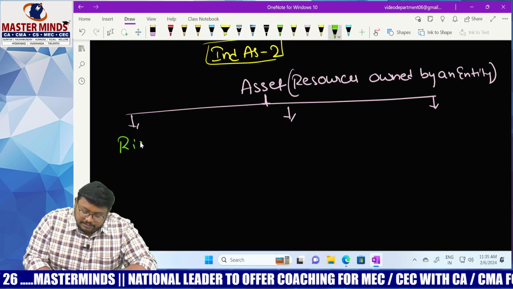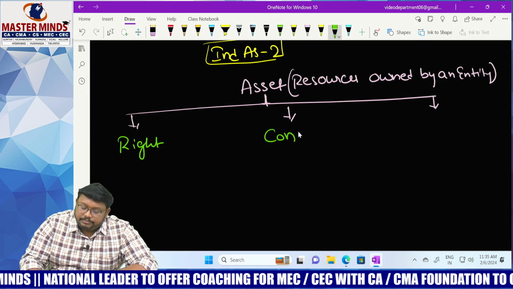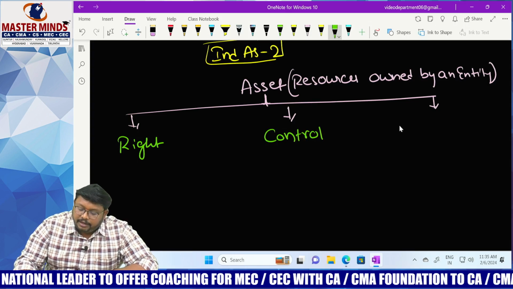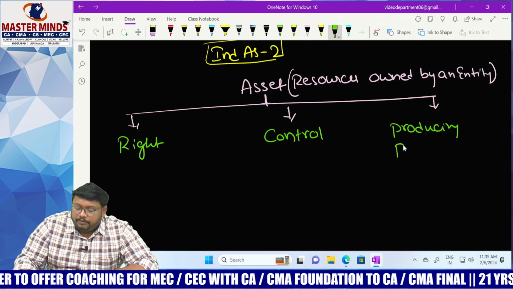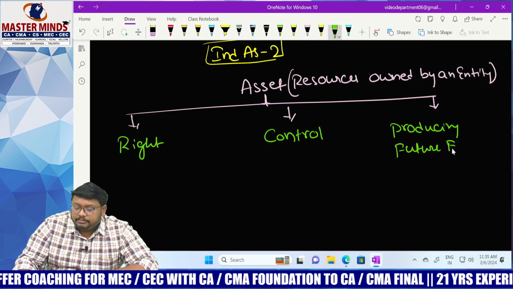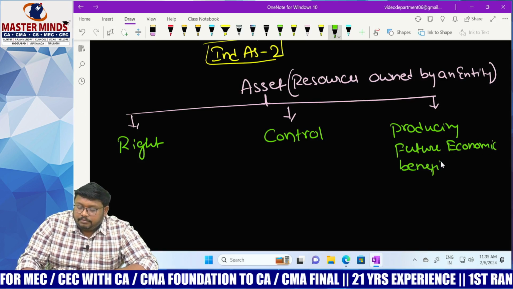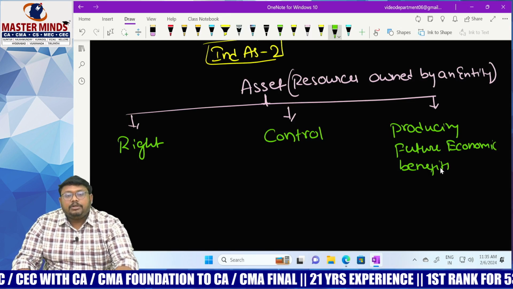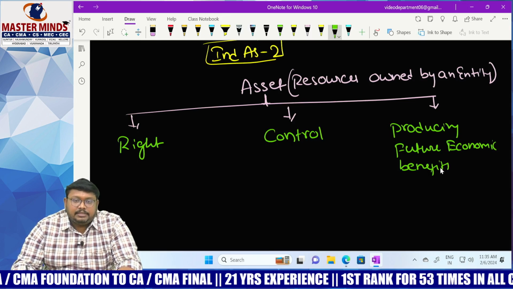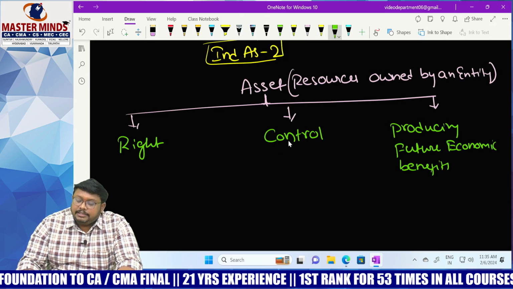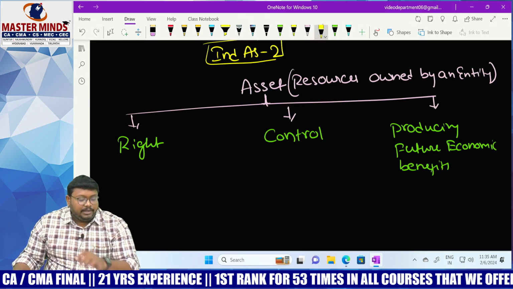Now an asset consists of majorly three elements. First of all, a right. Second, we have control. And third, assets are producing future economic benefits. So assets consist of three key aspects. What are the main aspects here? It creates a right and control over the assets. At the same time, they are producing future economic benefits.